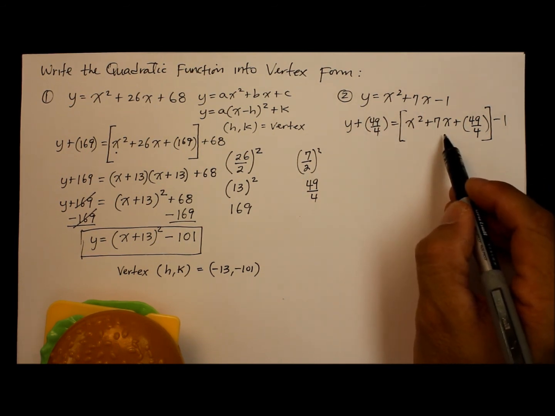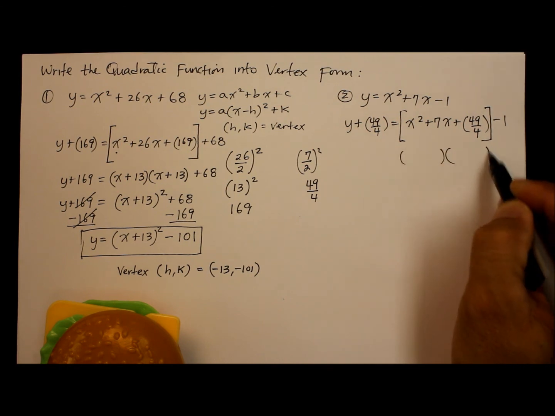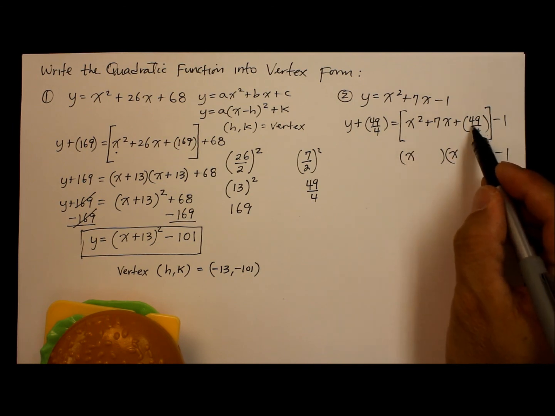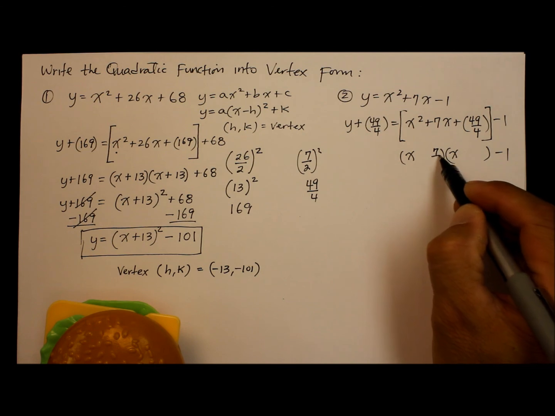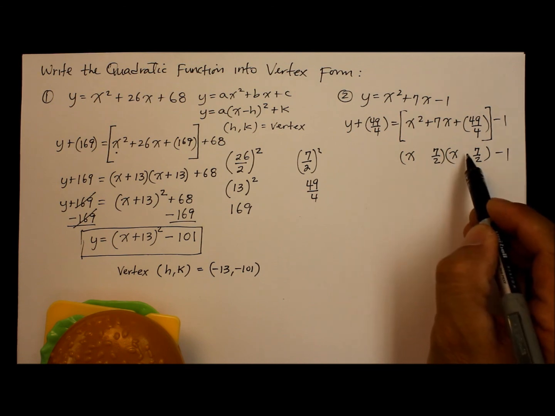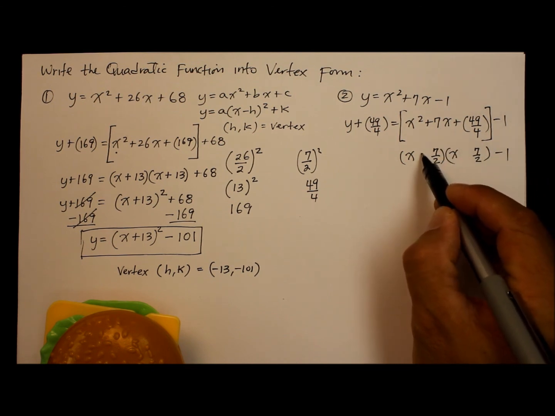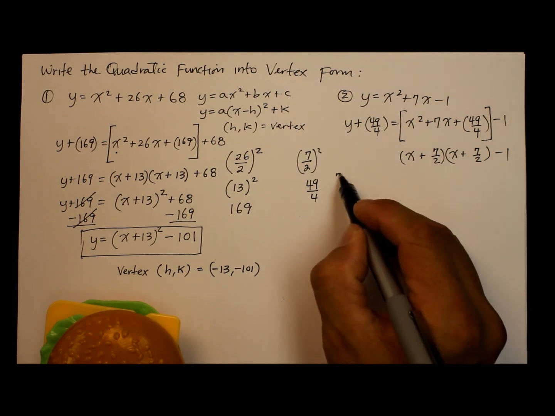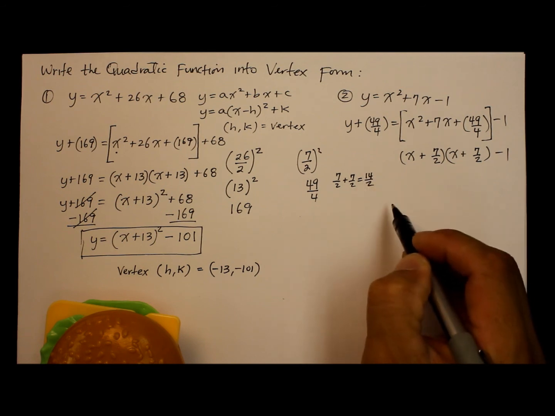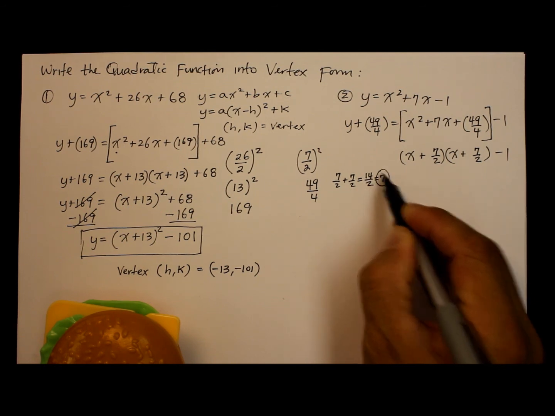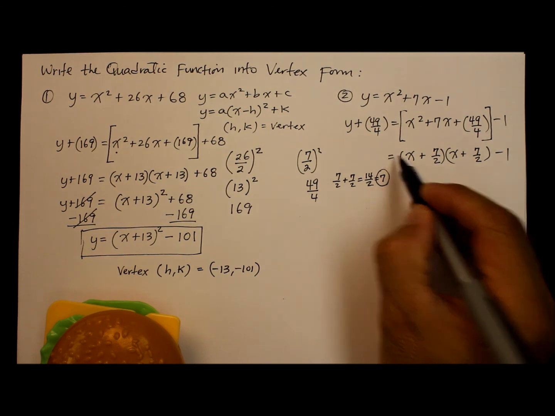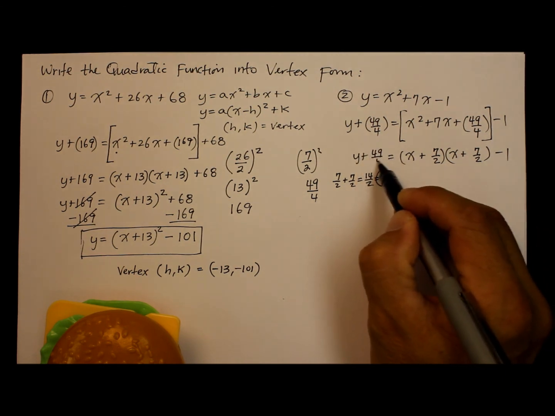Now you can factor this. So the question is, what times what gives you x squared? And that's x and x. What times what gives you 49 over 4? That's 7 over 2 and 7 over 2. Now what must their signs be so they add to be 7? Believe it or not, I'll show you in a second. They're both plus, because check this out. 7 over 2 plus another 7 over 2. Isn't that 14 over 2? And doesn't that become a 7? Whoa! Yeah. And what's on the left side of that is y plus 49 over 4.